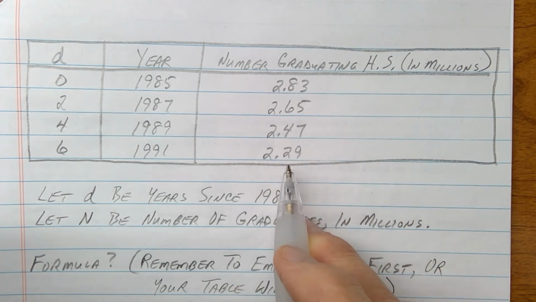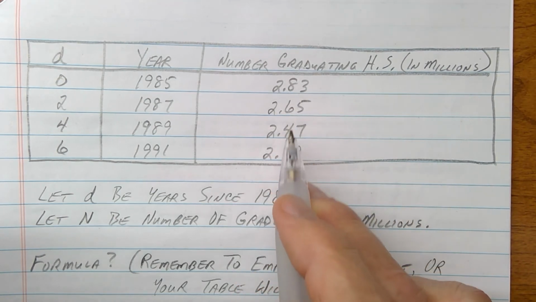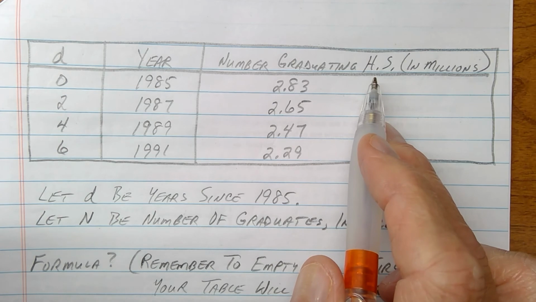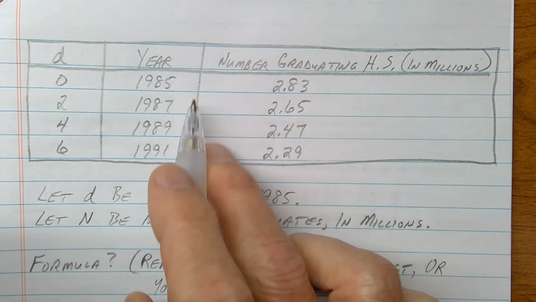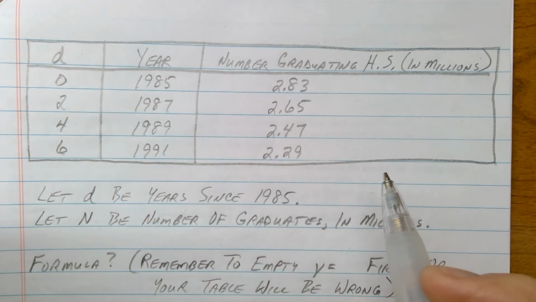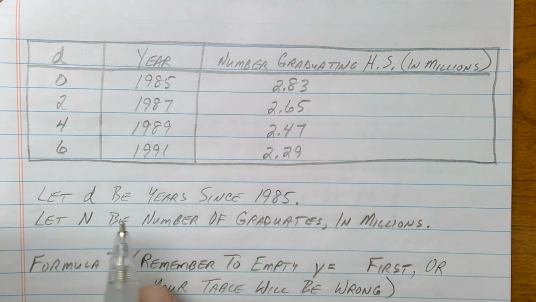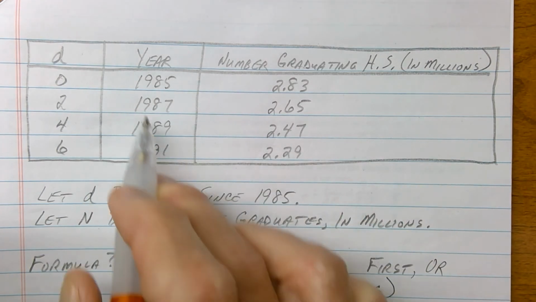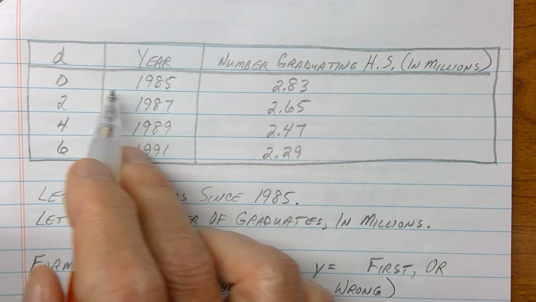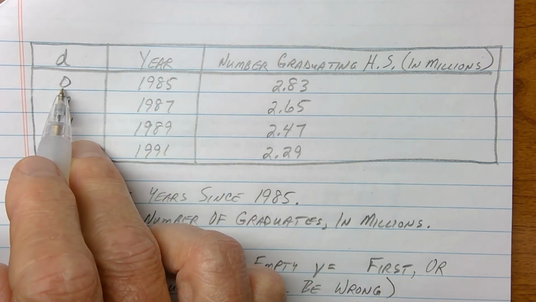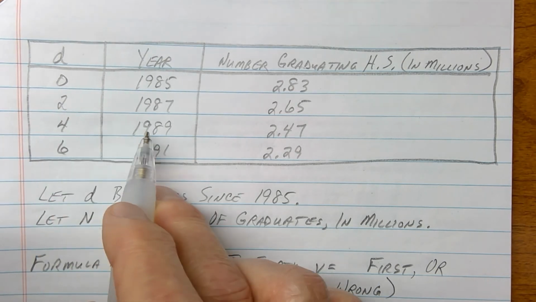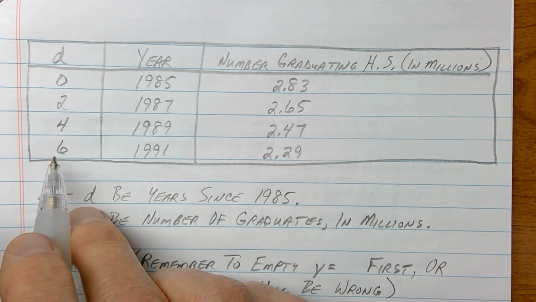Notice what your table is doing, what's happening. All right, there's fewer and fewer and fewer students graduating from high school as the years go by. Now, we can calculate how many fewer every 2 years, but really we want to know how many fewer each year, which is the slope. Let D be the years since 1985, so you can mark this out. We're not going to use the actual date. We're going to let the date be the years since 1985. So 1985 is our starting point, our 0 time. 1987 would be 2 years later. 1989 would be 4 years later, and 1991 would be 6 years later.